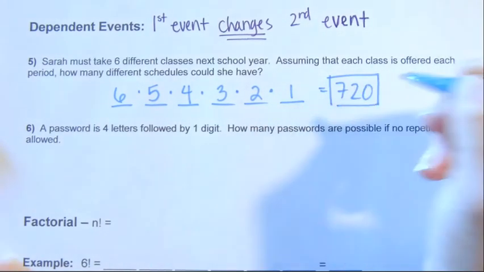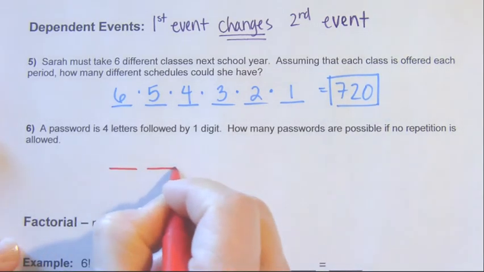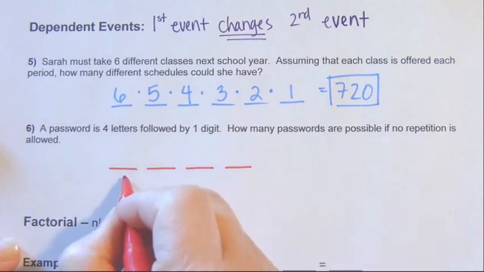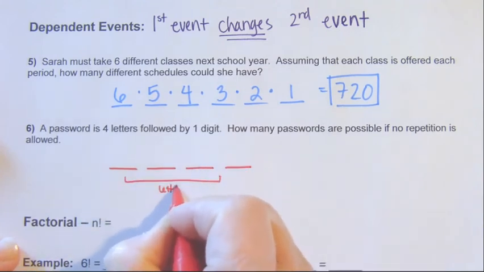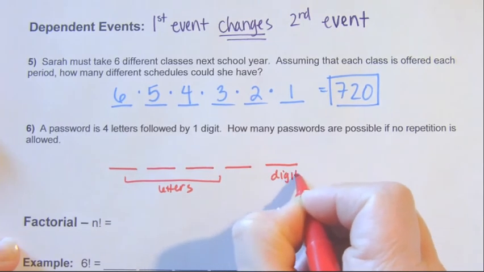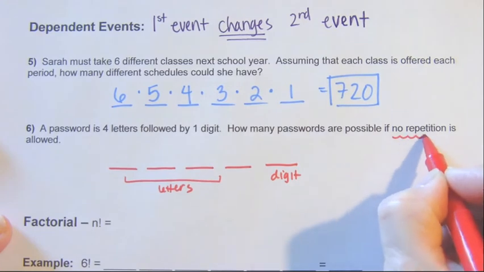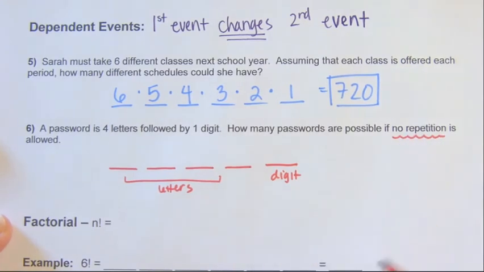720 different schedules. All right, the next one: a password is 4 letters followed by 1 digit. So I've got 4 letters, 1, 2, 3, 4. These are letters, followed by 1 digit. How many passcodes are possible? Passwords are possible if no repetition. So that means once I use a letter, I can't use it again.